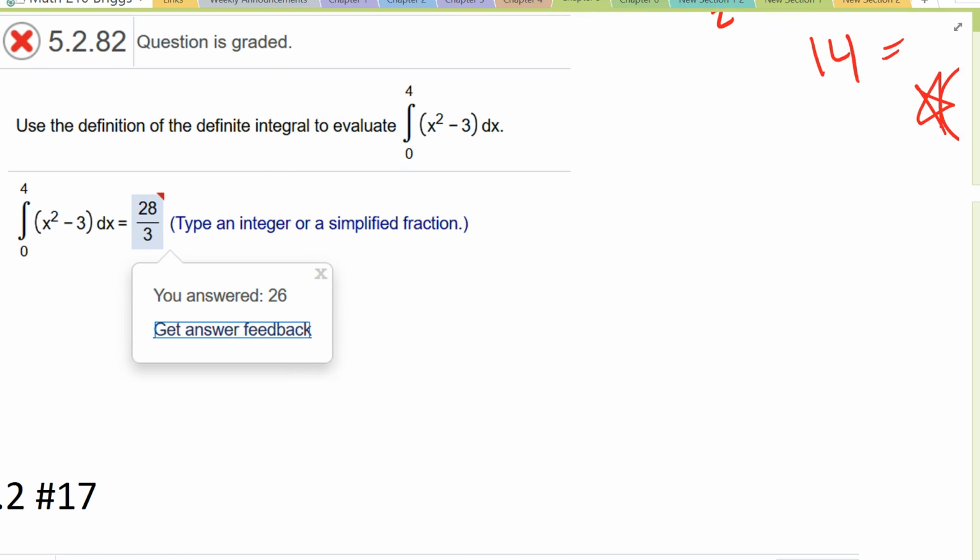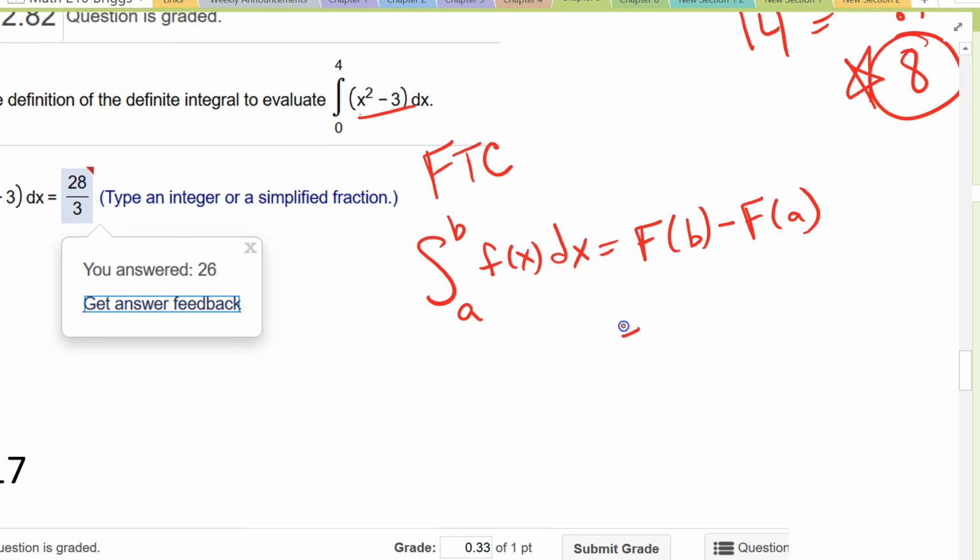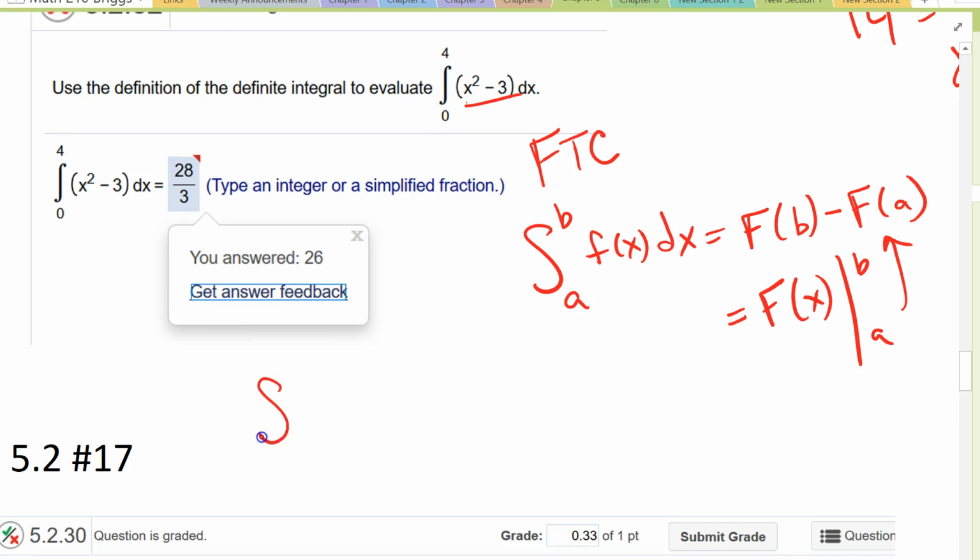Use the definition of the definite integral to evaluate this. So we're going to have to use the fundamental theorem of calculus here because we don't have a line, so we can't do geometry. So the integral from a to b of f of x dx is going to be the antiderivative evaluated at b minus the antiderivative evaluated at a. Sometimes people write that as the antiderivative and then they put a bar like this, kind of for shorthand. So going through this, I have the integral from 0 to 4 of x squared minus 3 dx.